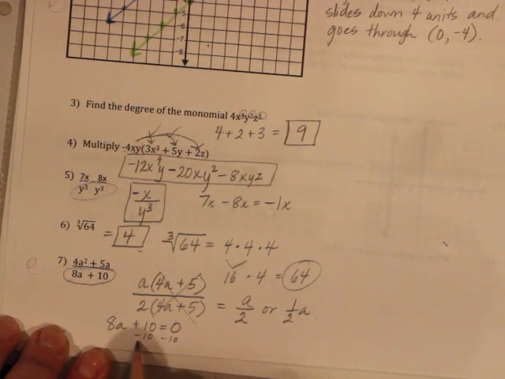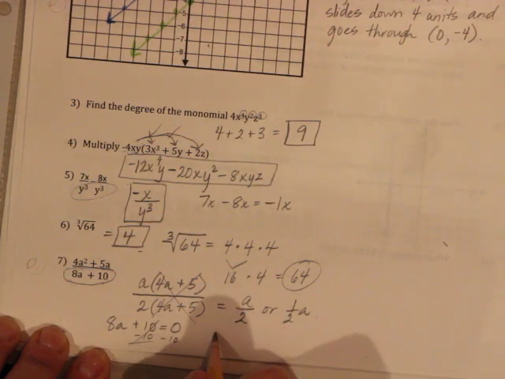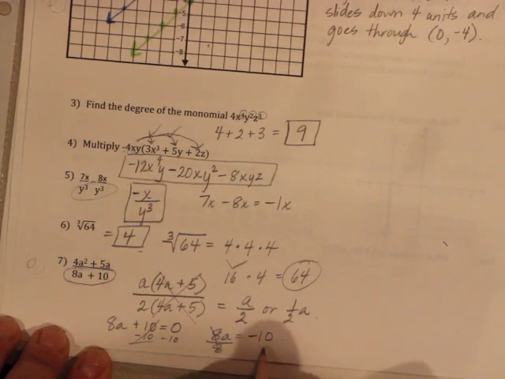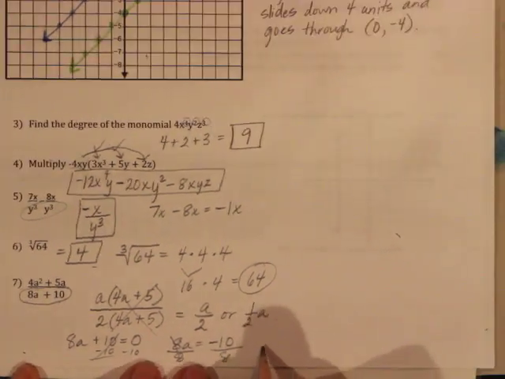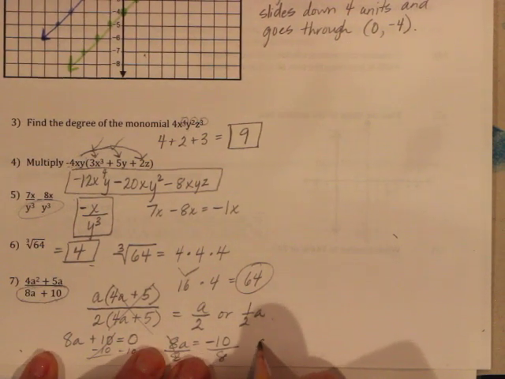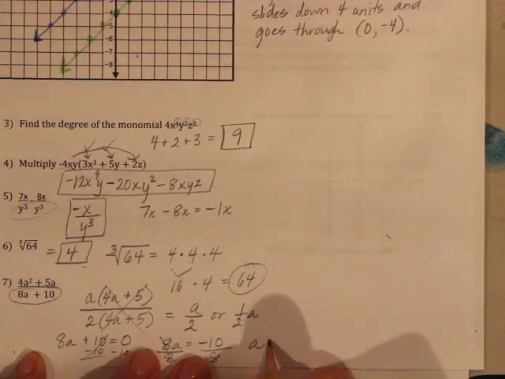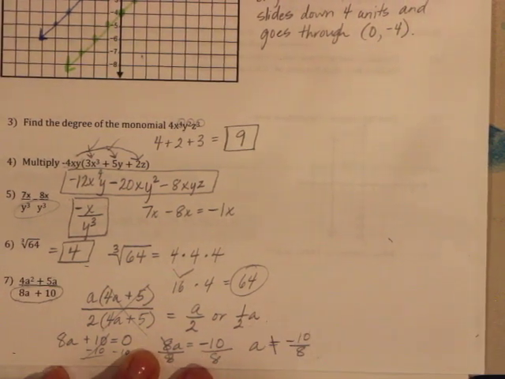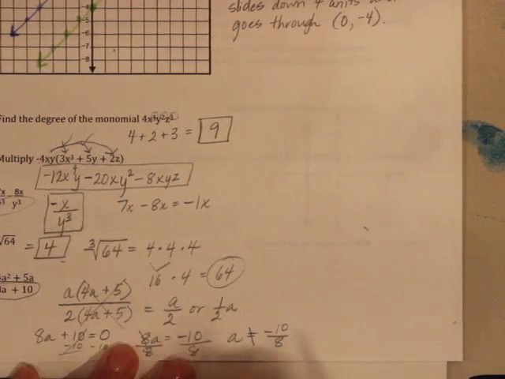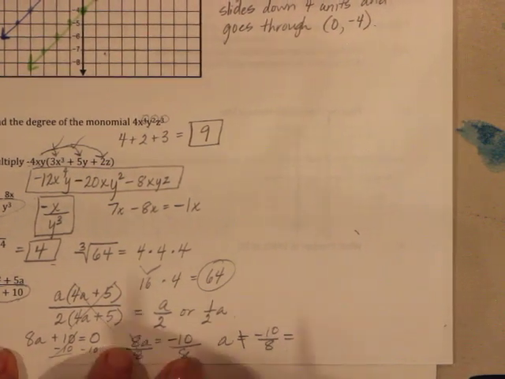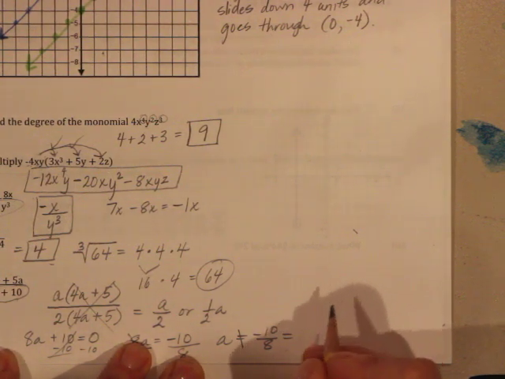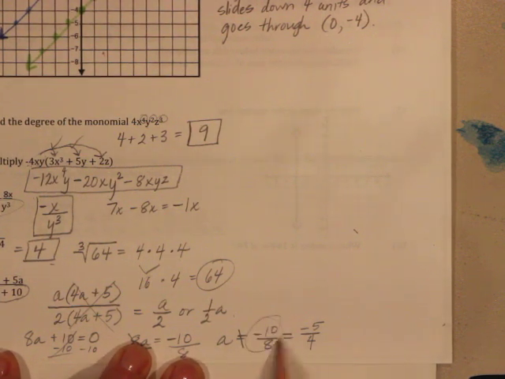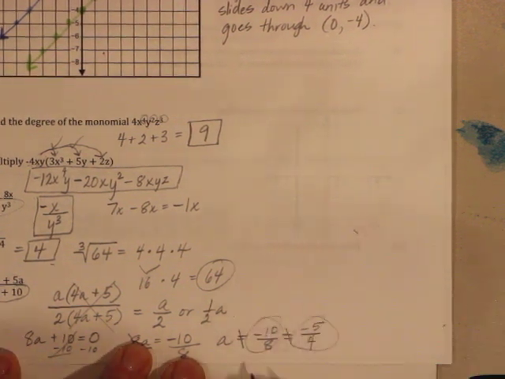Subtract 10 from both sides. That gets this away from here, and I end up with 8a equals negative 10. I'm going to divide by 8. And I get, oops. It would be okay with me, guys, if you just said a can't equal negative 10/8. If you want to simplify it further and you want to reduce that fraction, that would be fine too. Okay, and then it would reduce down to negative 5/4. It can't equal either one of those. Those are the same fraction, right?